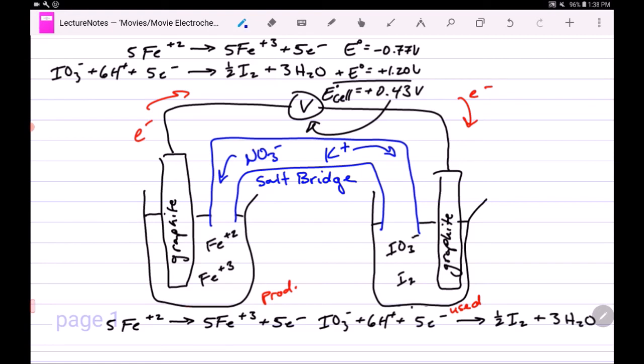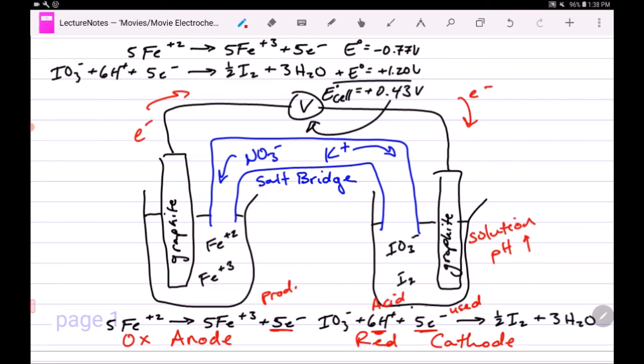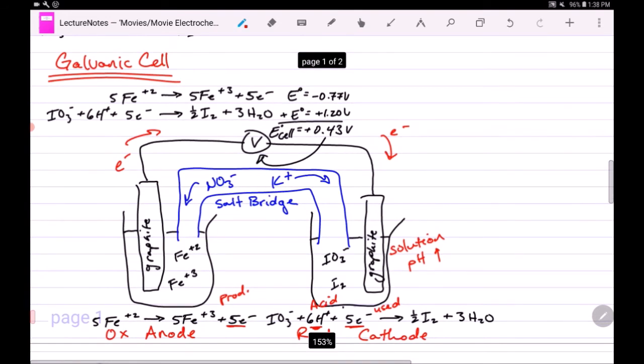Then we would want to label the anode and the cathode. The electron is on the right side, that's the oxidation reaction, so this would be the anode. If the electron is on the left, that's the reduction reaction, so this would be the cathode. You'll notice that this is acidic. So at the cathode, the solution's pH is going up. As the acid is consumed, its pH is increasing. So that's a galvanic cell involving these two half reactions.